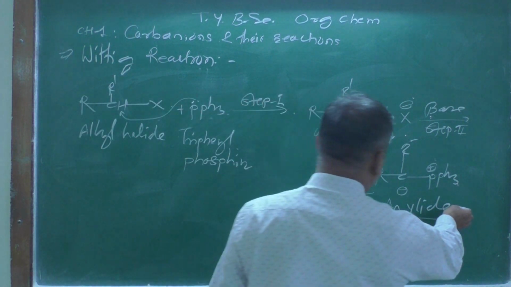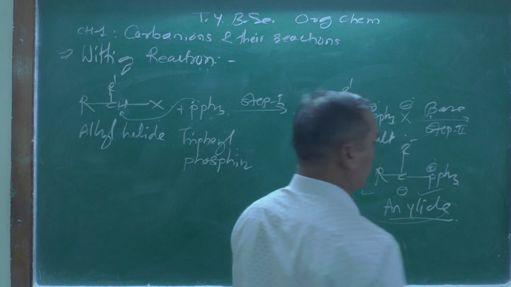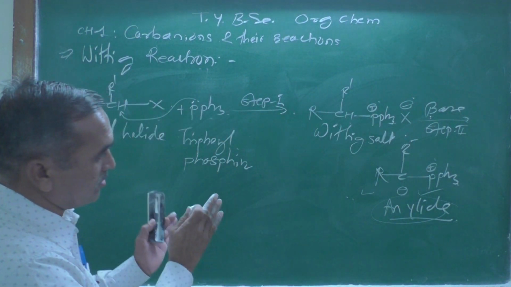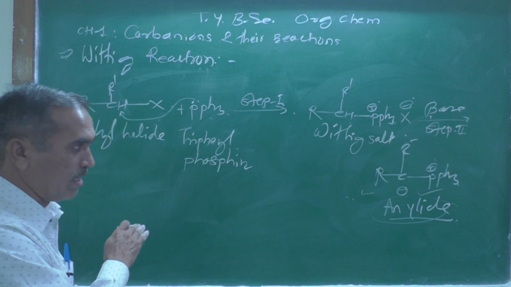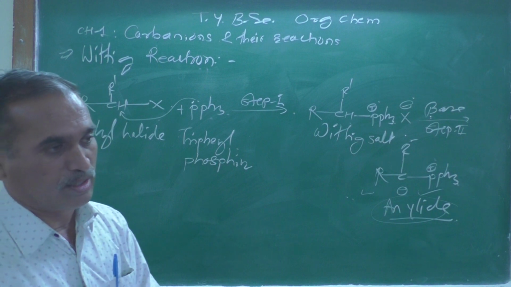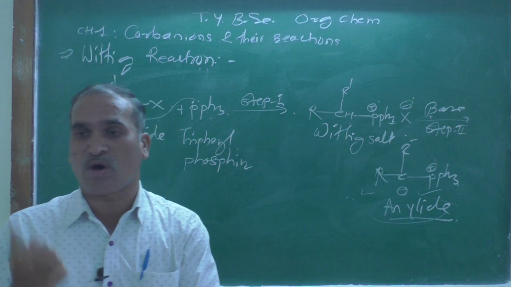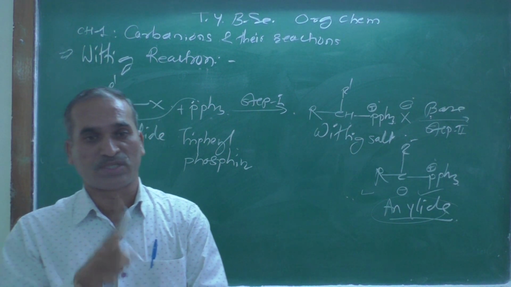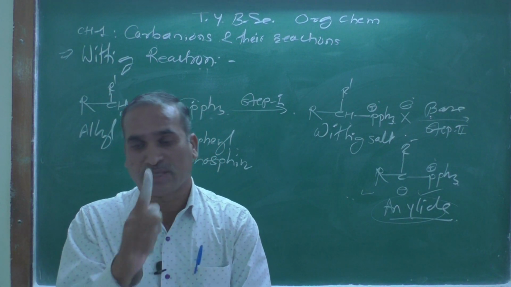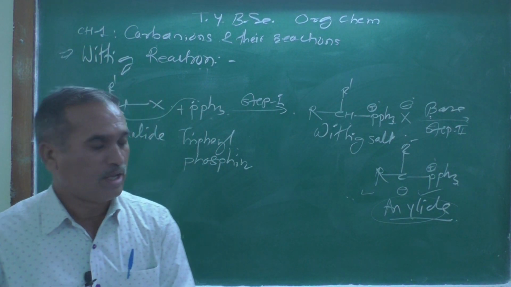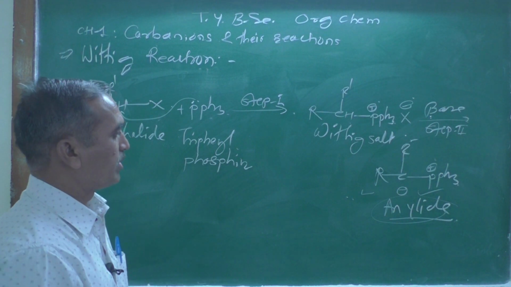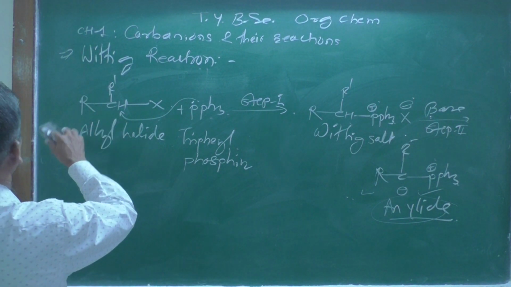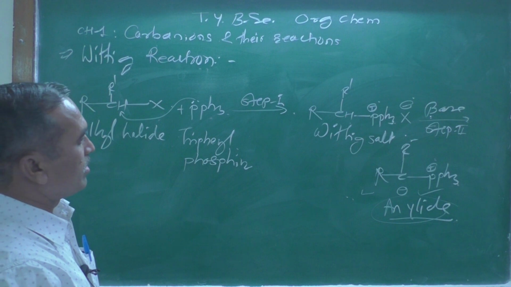This is the ylide. What is a ylide? This is the ylide. What is a betaine? When any ylide is treated with a carbonyl compound, the intermediate obtained is called a betaine, and that betaine is further converted into an alkene. So the resulting compound obtained is an alkene.